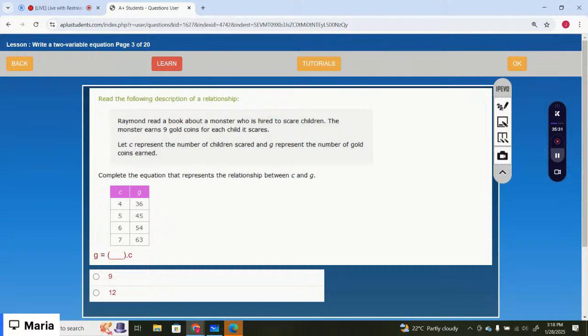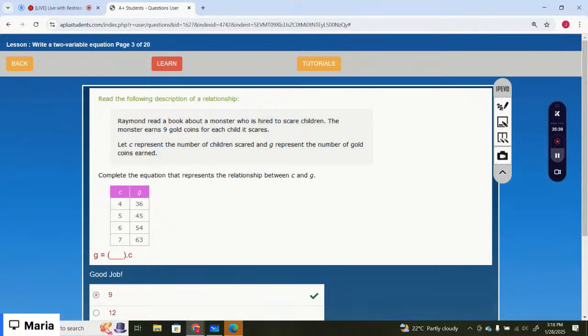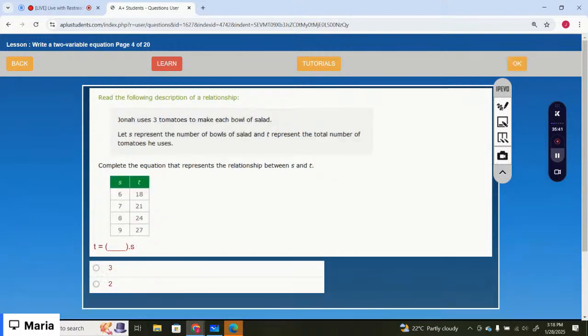Oh, 9 times C, sorry. 9 times C it is because 9 times 4 is 36, 9 times 5 is 45. Complete the equation that represents the relationship between S and T. So, which is the correct option?